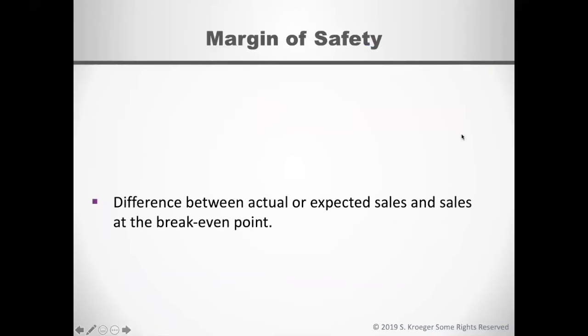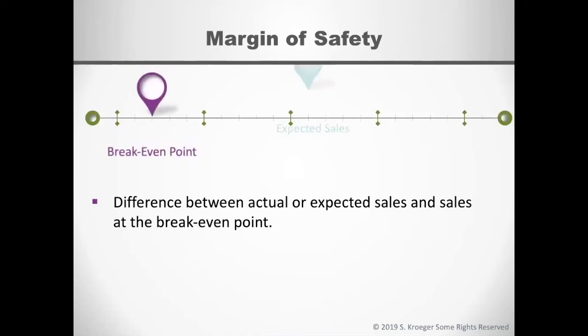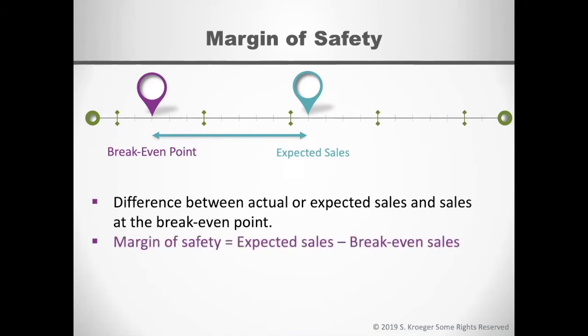The margin of safety is the difference between your expected sales and your break-even point in sales. Think of this as your safety net. You want to be as far away from the break-even point as possible because that means you're making more of a profit. Calculating margin of safety is very easy. It is your sales minus your break-even point in sales dollars.